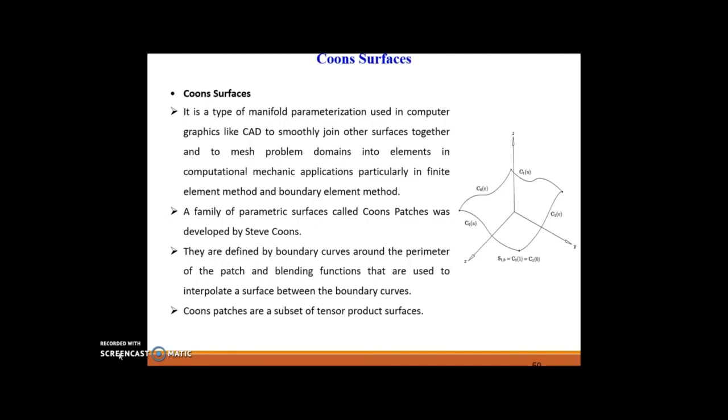A family of parametric surfaces called Coons patches was developed by Steven Coons, and is named after him. They are defined by boundary curves around the perimeter of the patch and blending functions that are used to interpolate a surface between the boundary curves. So the Coons surfaces have boundary curves and a blending function to interpolate the surface between the boundary curves. Coons patches are a subset of tensor product surfaces.